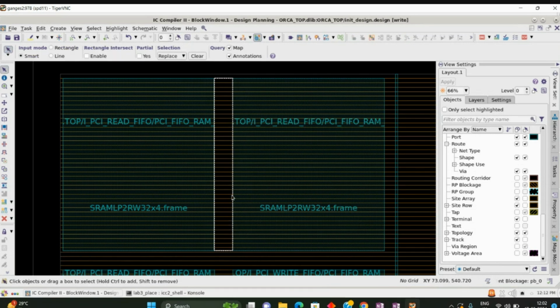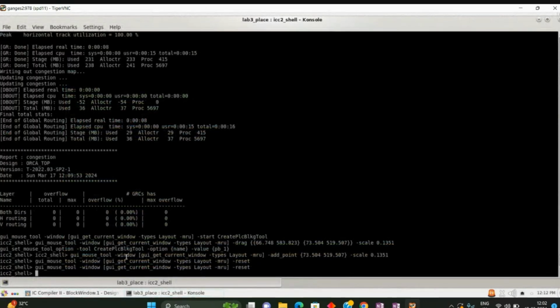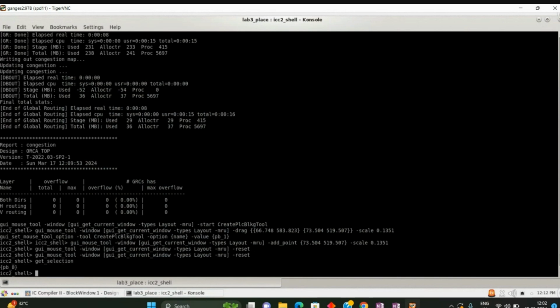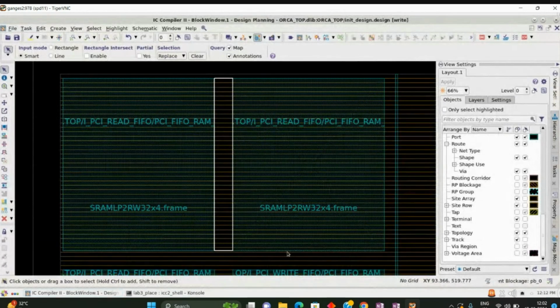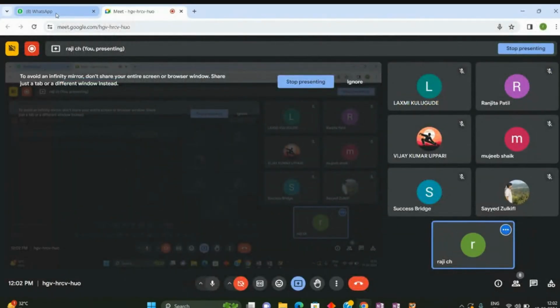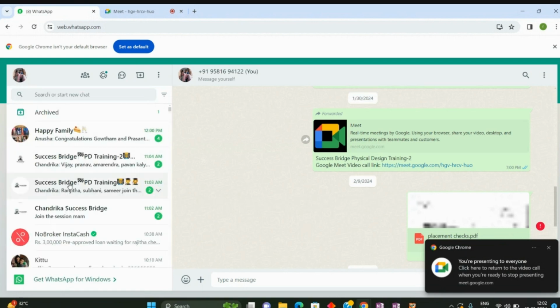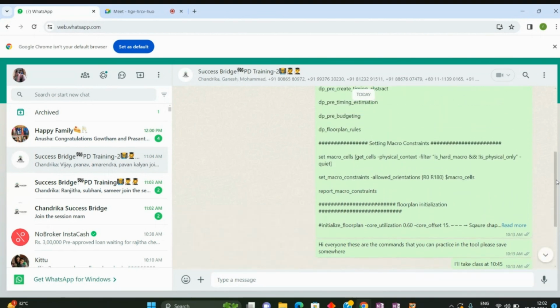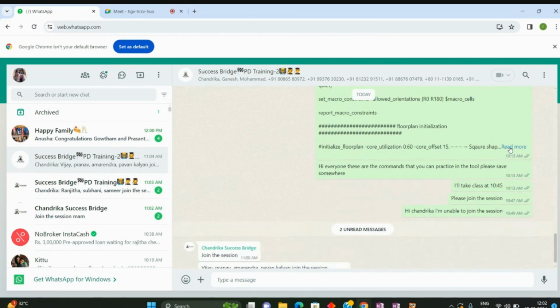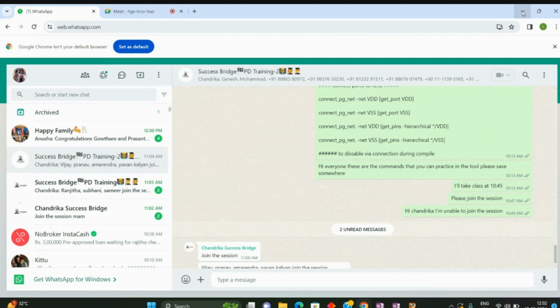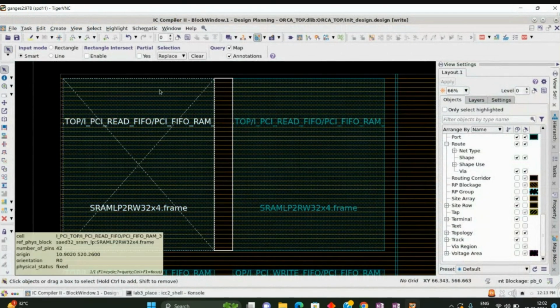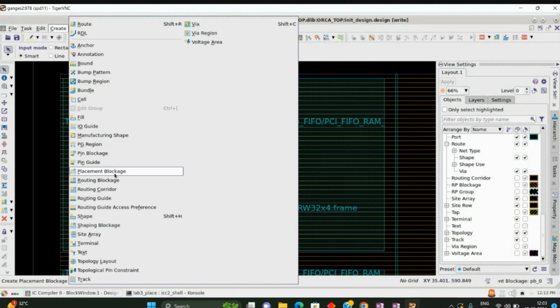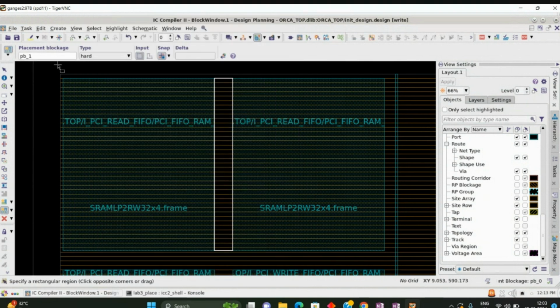So if you do that, see how it is coming, PB underscore 0. I have given the command, so just try that. If you have any doubts, you can ask me. Here I have given how to apply the keepout margins, bounds, everything. Just execute this command. I have also done it in the GUI. In the create option, I just clicked placement blockage. That's it. In the GUI option you can also create.